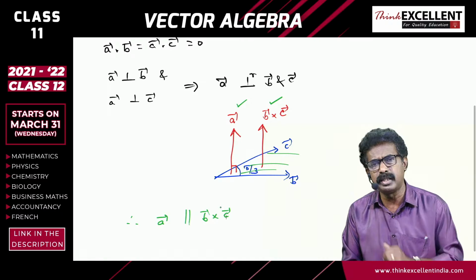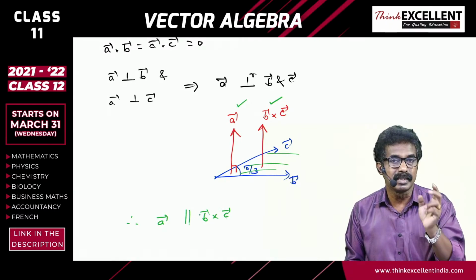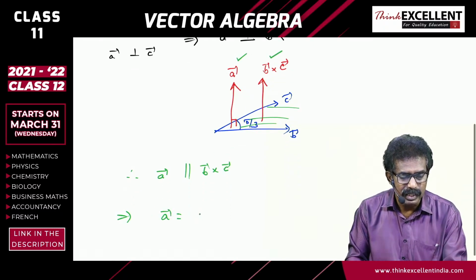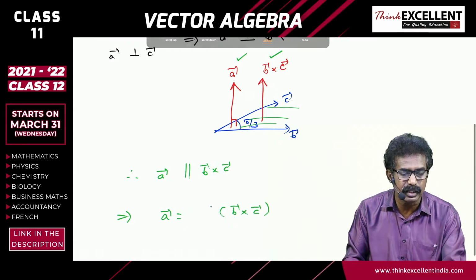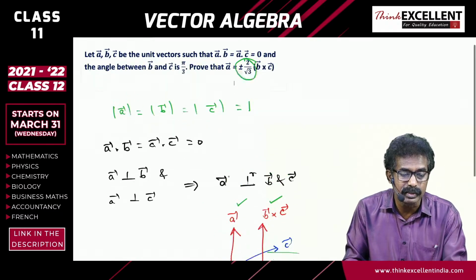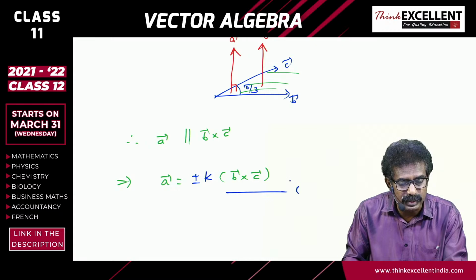Parallel na, they are collinear, right? Rendu vector collinear na enna condition? One vector is a scalar multiple of another one. So you can say A vector is some scalar into B cross C. இங்க ஒரு scalar எழுதணும். என்ன scalar எழுதலாம்? Usually k ன்னு எழுதுவோம். Plus or minus something. So I am taking the scalar as say plus or minus k. So this is our answer.